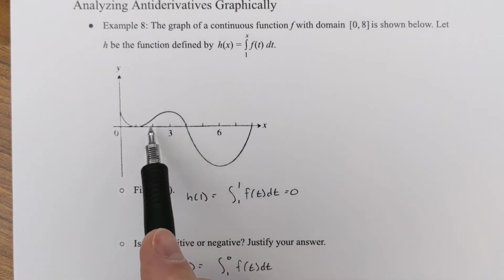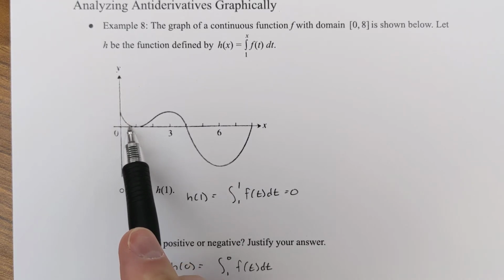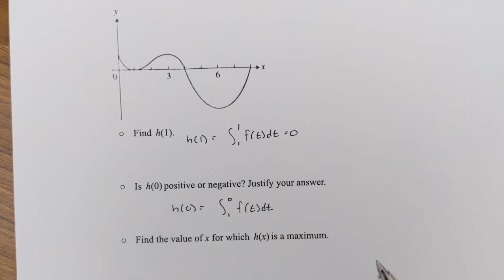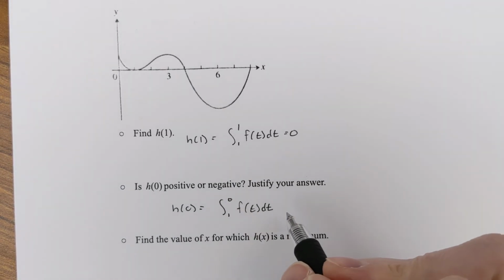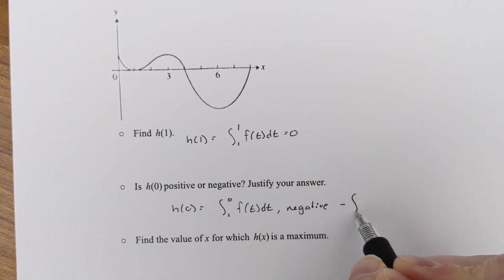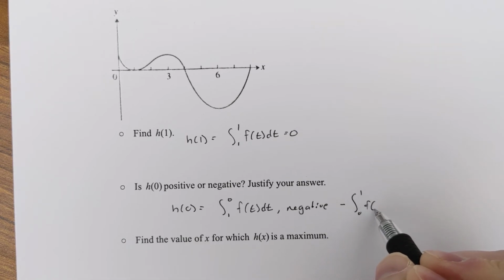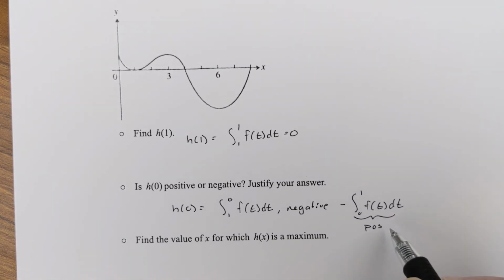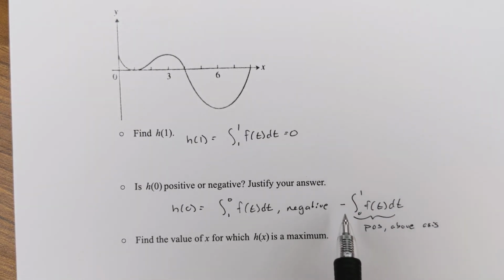Now, if you look on your curve, between 0 and 1, the area of the curve is positive. It's above the axis. But I'm reading this graph backwards. These bounds are out of order. So this is negative, because it should be negative from 0 to 1 of f of t dt. And this part here is a positive number. It's above the axis. But since you're taking the negative of a positive, the whole thing comes out to be negative.